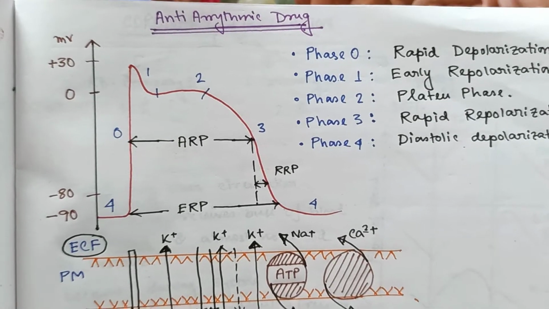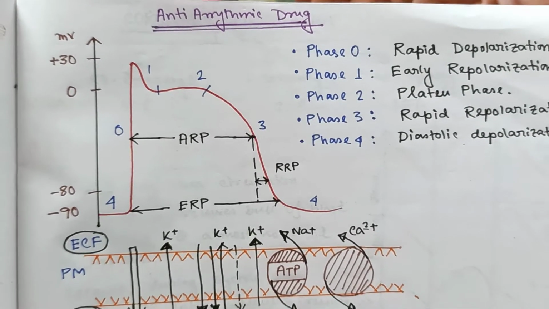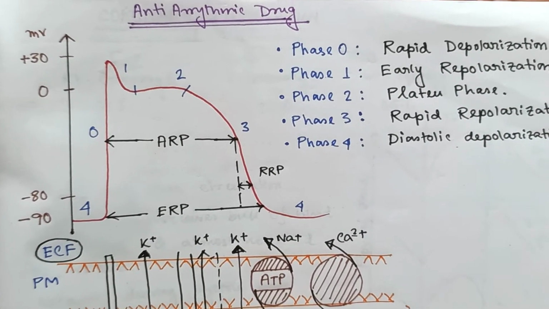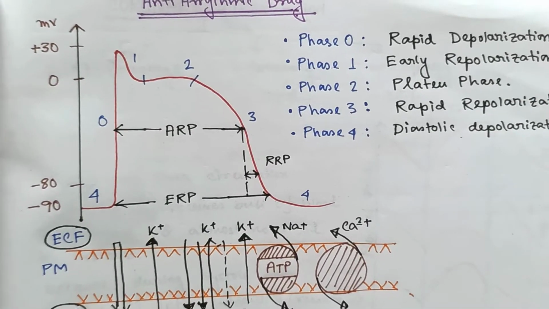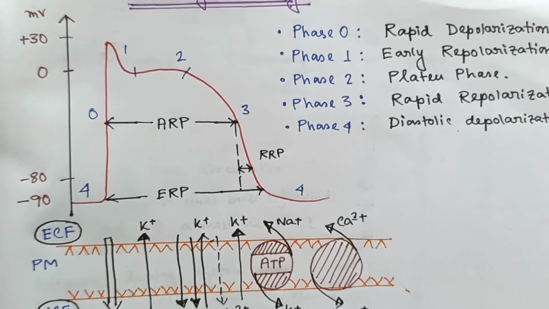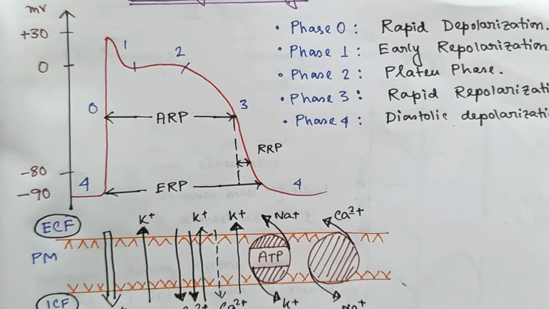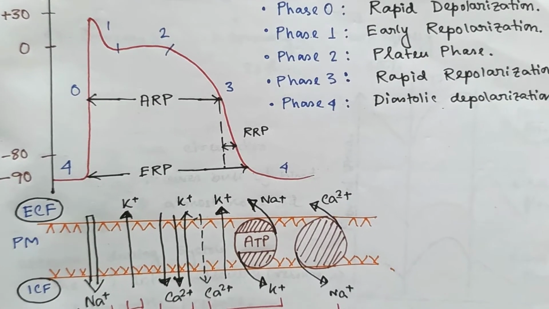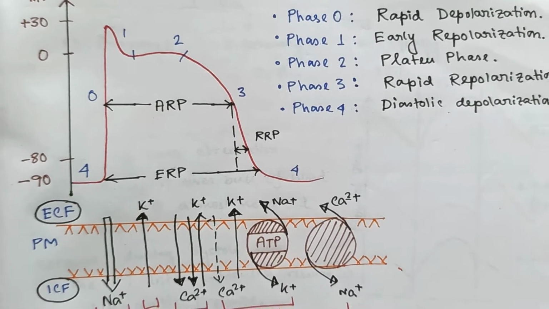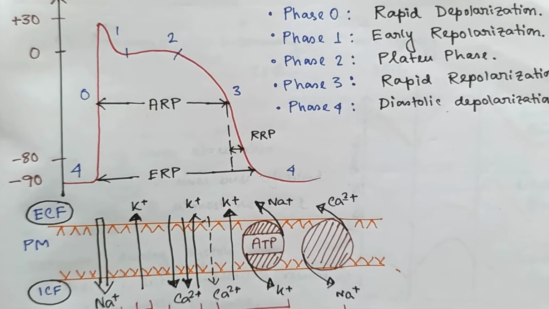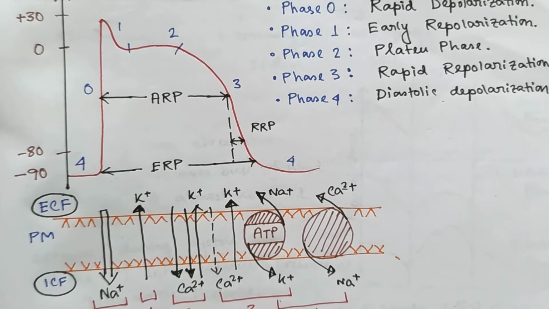In this video, we will talk about antiarrhythmic drugs. Before we go to the drug classification, we should first discuss the normal rhythm pattern of the cardiac tissue, that is the action potential in normal atrial or ventricular cardiac muscles or in Purkinje fibers.